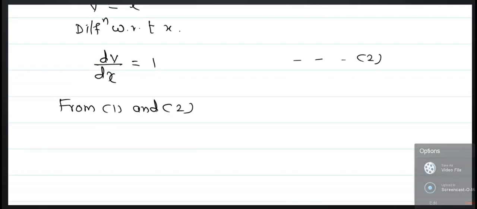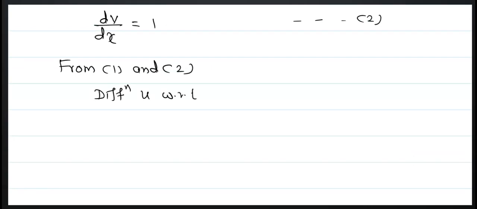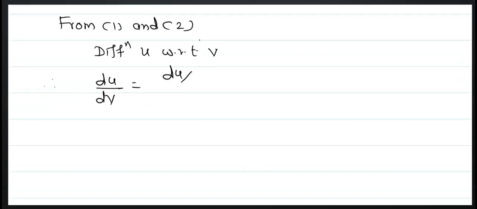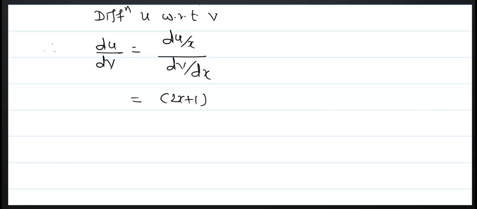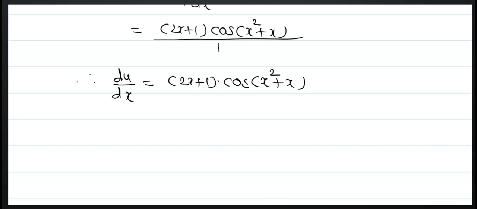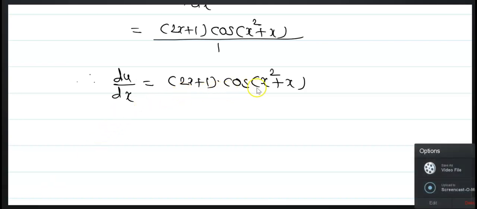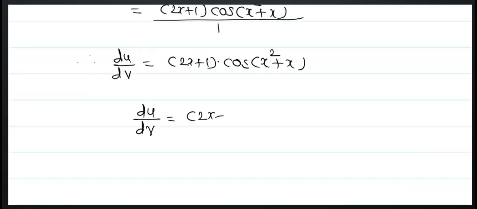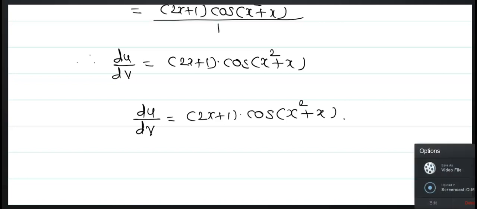Therefore from 1 and 2, du by dv is equal to du by dx upon dv by dx. Instead of this, you can differentiate directly with respect to x. First I had done it like this: (2x plus 1) into cos of x square plus x upon 1. That is, du by dx is (2x plus 1) into cos of x square plus x. Therefore du by dv is (2x plus 1) into cos of x square plus x.